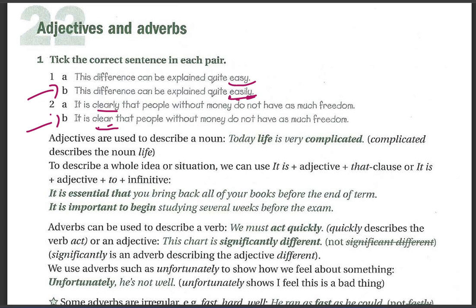Let us start reading the text. Adjectives are used to describe a noun. Today life is very complicated. So, complicated is explaining the life, the noun. To describe a whole idea or situation, we can use it is plus adjective plus that clause, or it is plus adjective plus to plus infinitive. So when you want to describe a whole idea or situation, you can use it is and that clause or infinitive. So look at the examples.